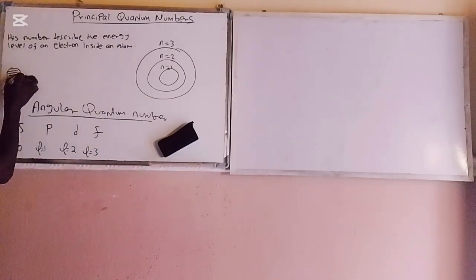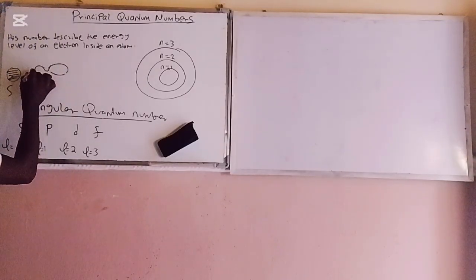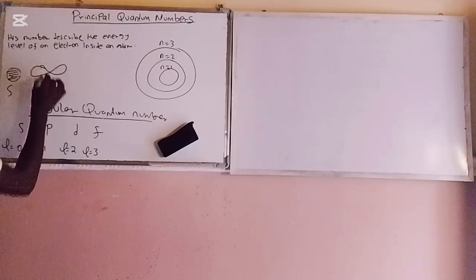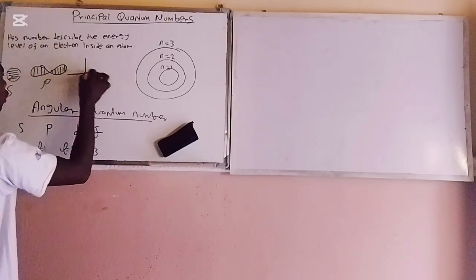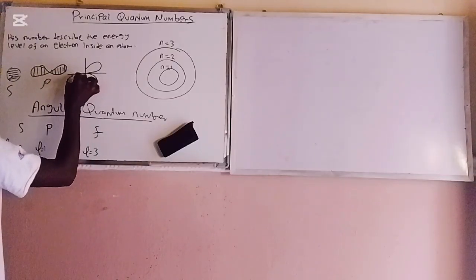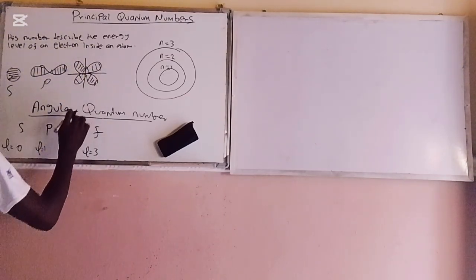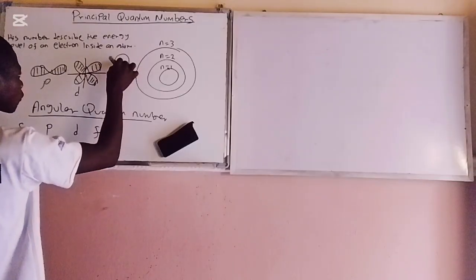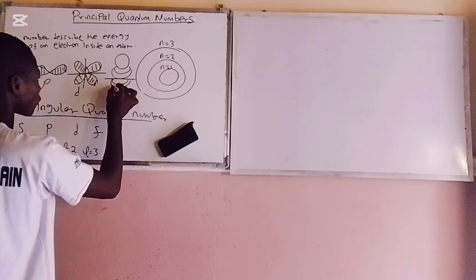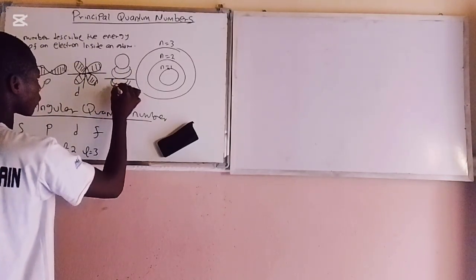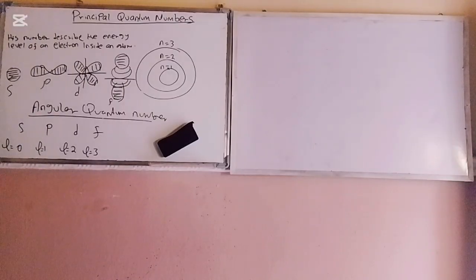Let's say this is the s shell, and this is the p shell, sorry for my sketch, and this is the d shell, and this is the f shell. So this is how they look. This is the angular quantum number.